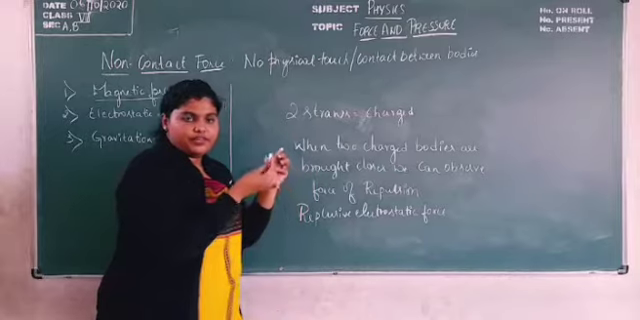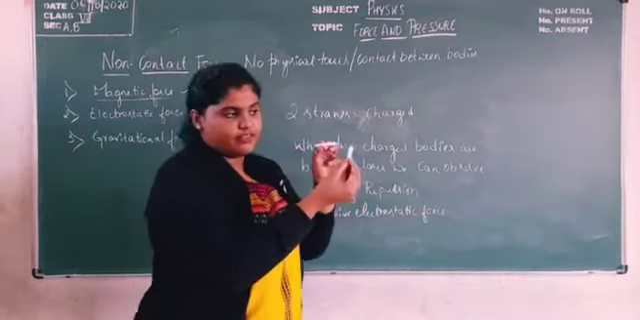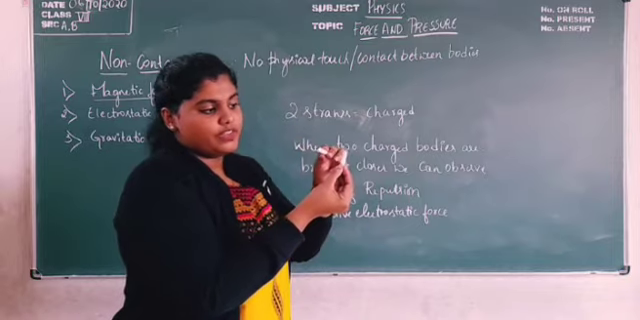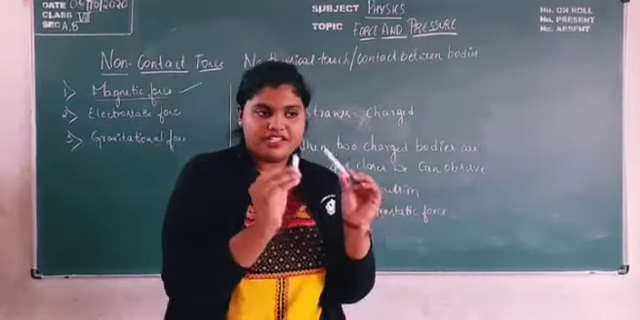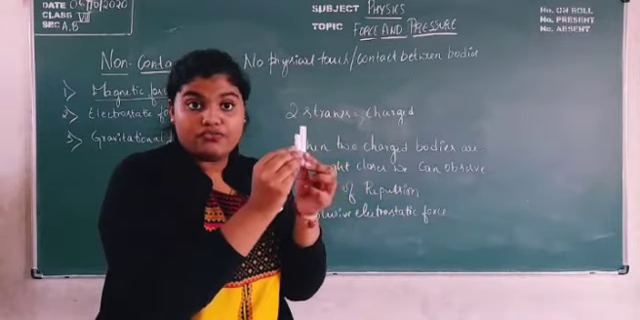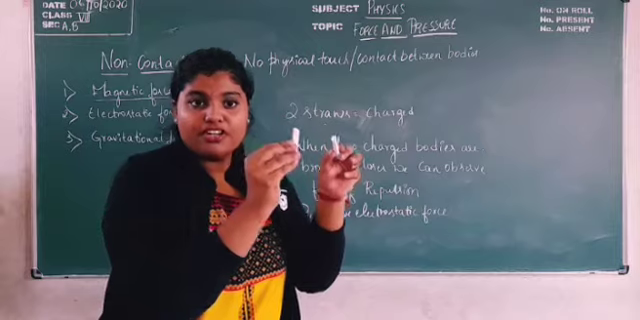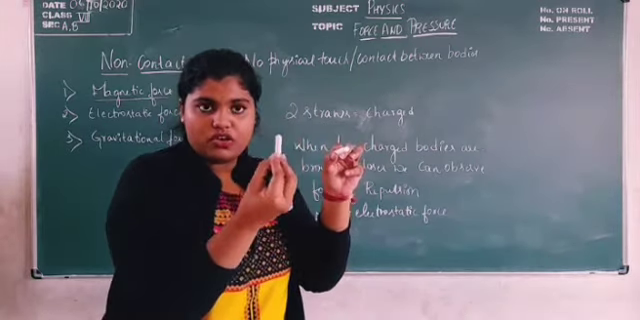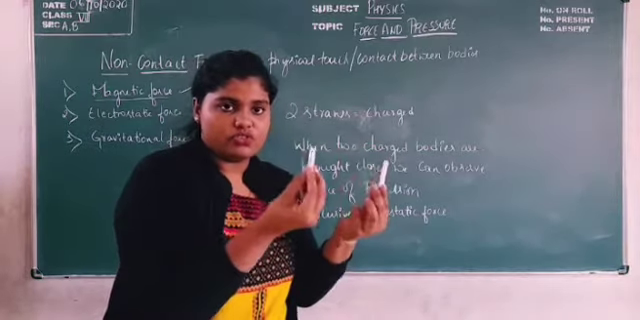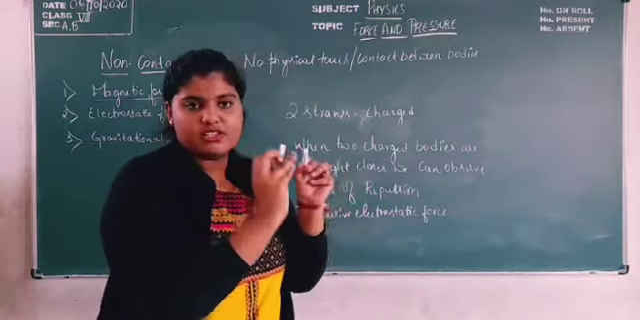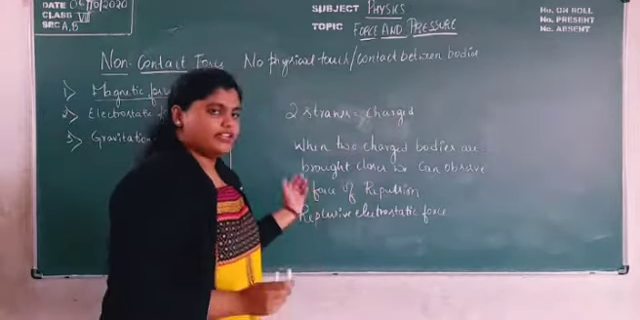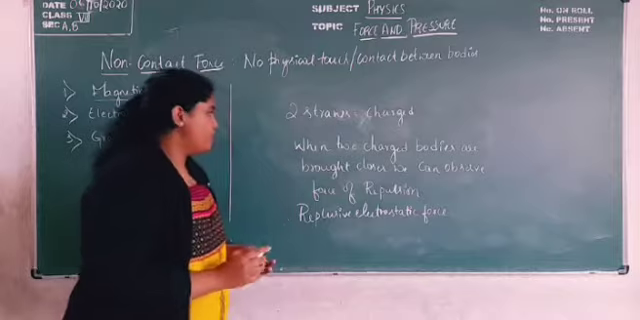We didn't bring the two straws in contact. They were apart. There was a gap between the two straws, right? So it is a non-contact force. Imagine these are the straws which were charged. There was no physical contact between them. We just brought one straw closer to the other straw. So it is a non-contact force because there is no physical touch between the straws. So electrostatic force is a non-contact force.